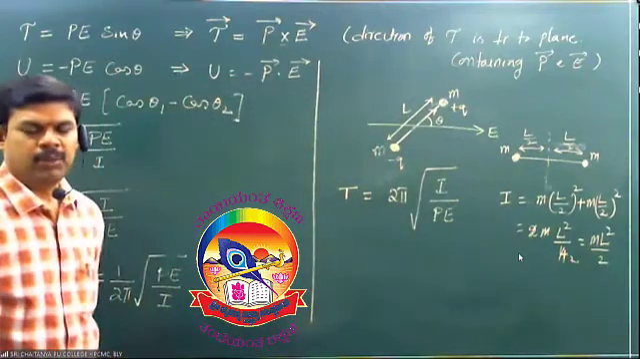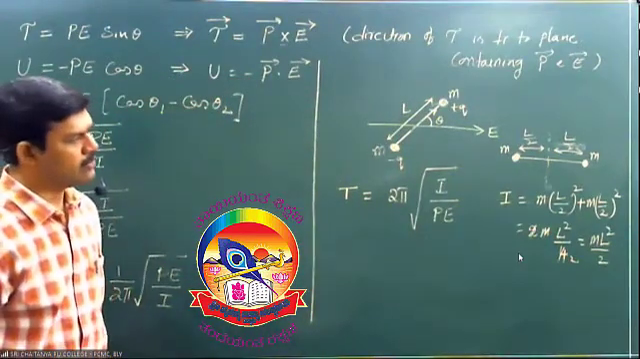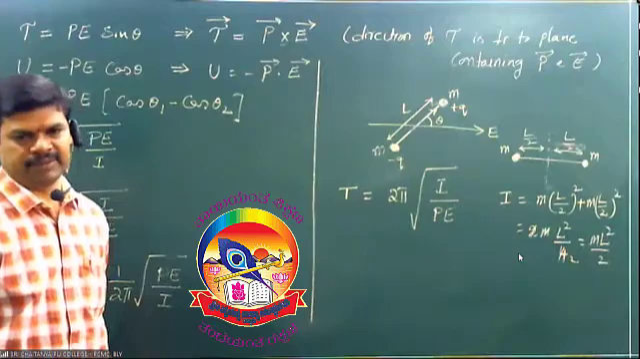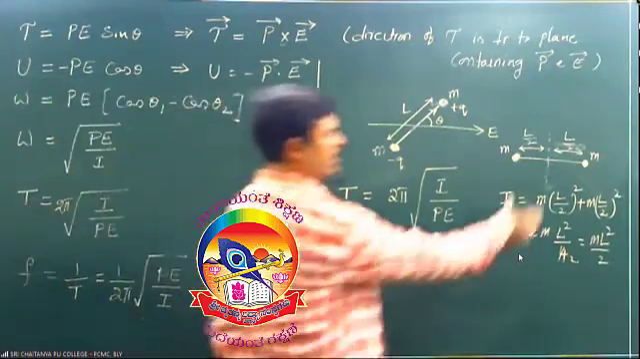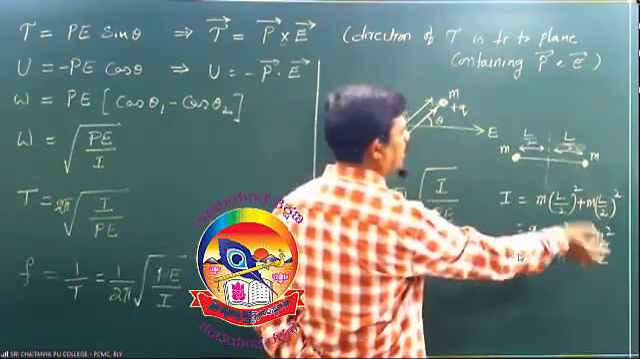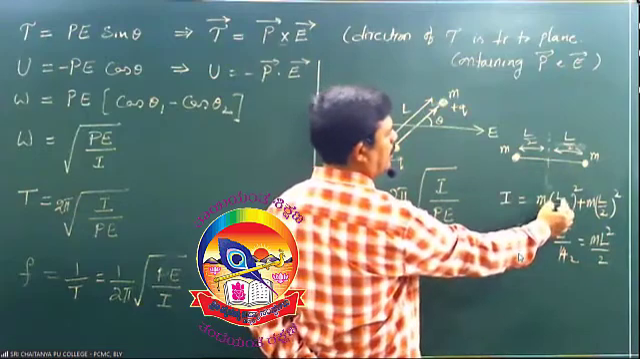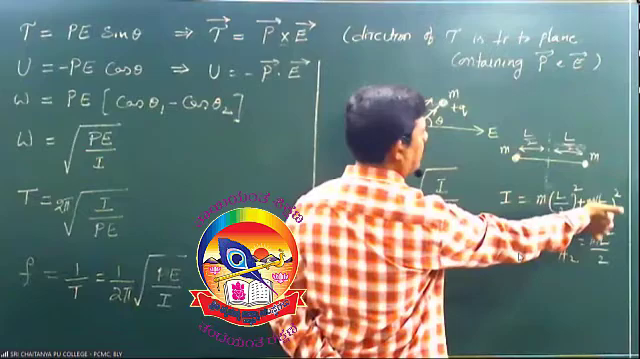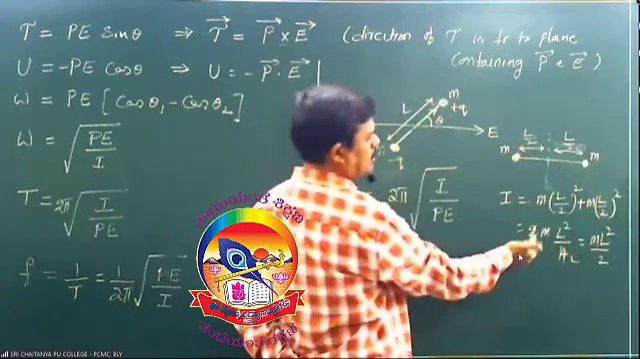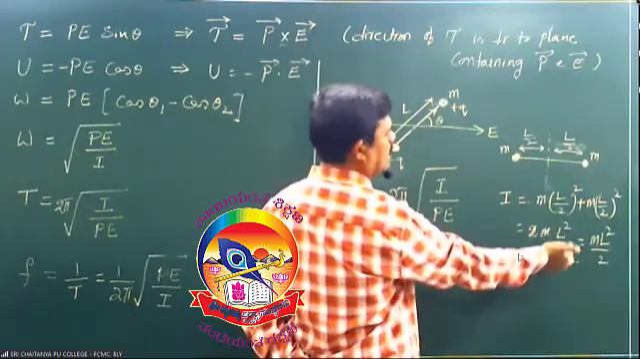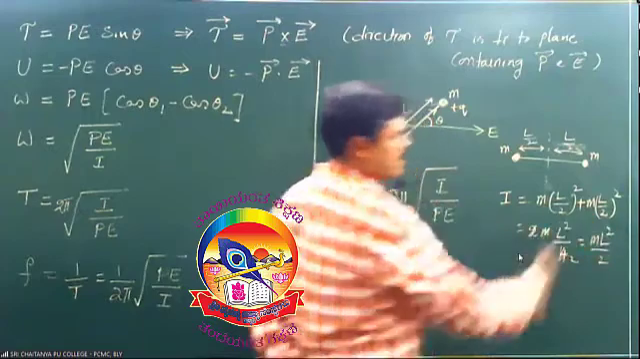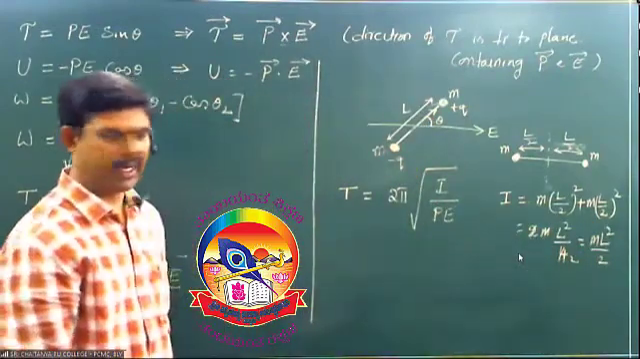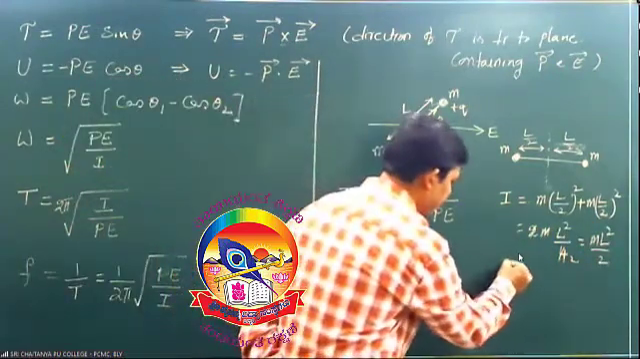This is moment of inertia of that charge configuration, right? For this charged particle about this axis, m L by 2 whole square. For the other also, m L by 2 whole square. Total is 2 m into L square by 4, m L square by 2. I got. Then what is P?